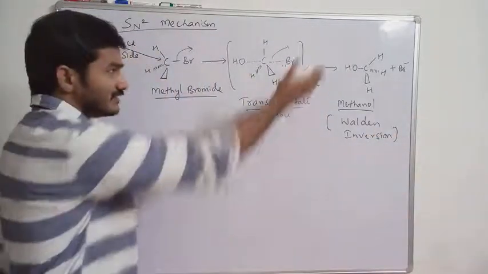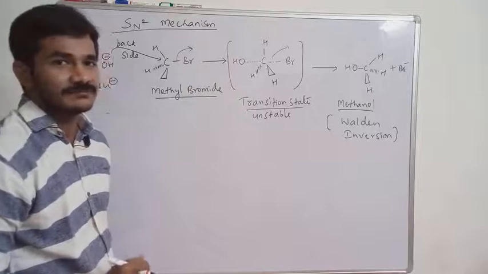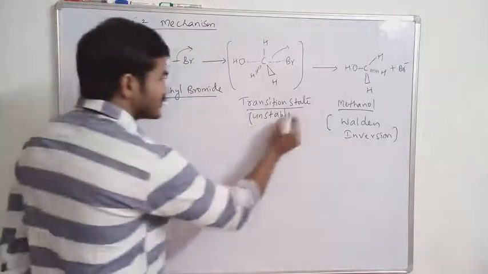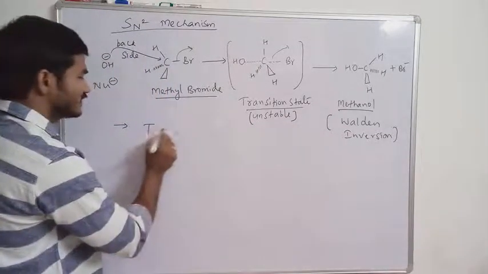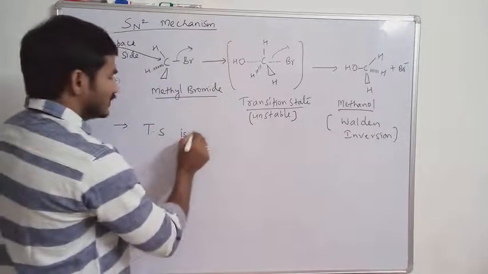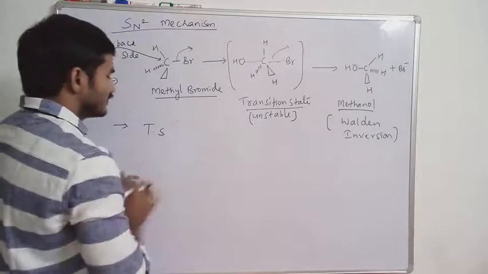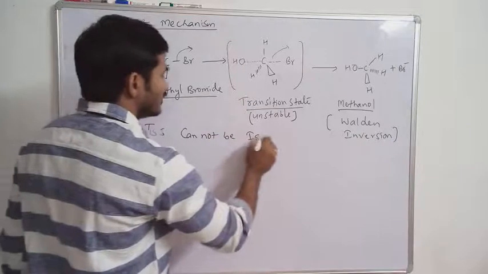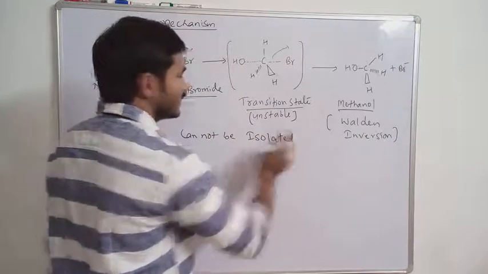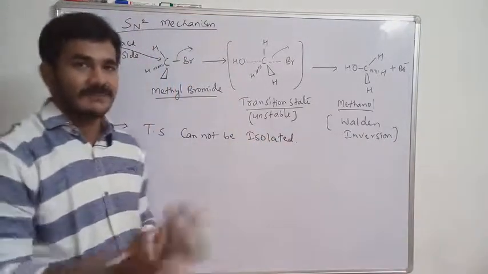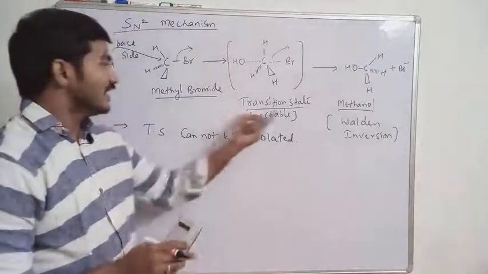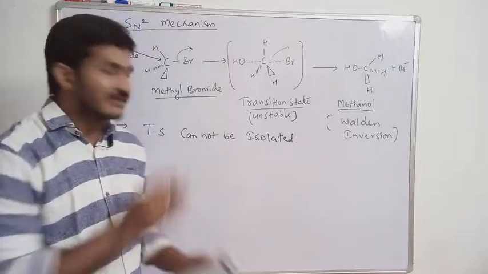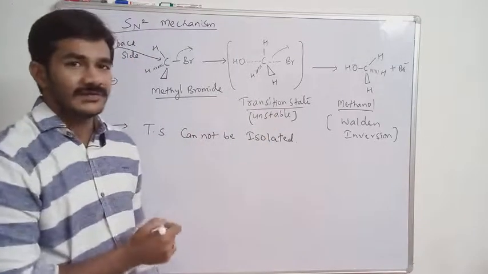Basically that Br minus can be taken as the leaving group. Here we are understanding a few points. This transition state, which I am writing as TS, cannot be isolated. We cannot get the pure transition state, we cannot prepare it separately, because it is an unstable molecule that exists only for a fraction of a second. Immediately it can decompose and form the final product.